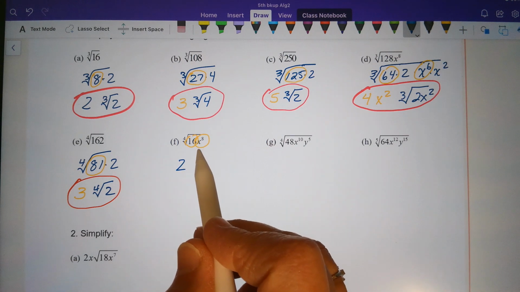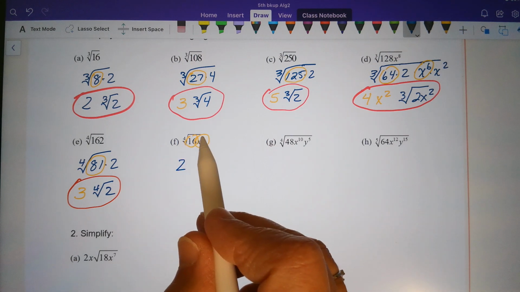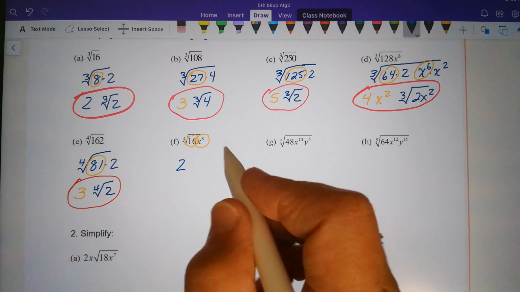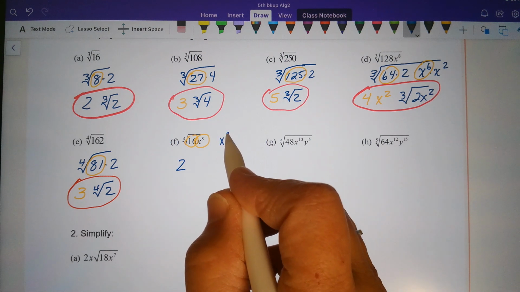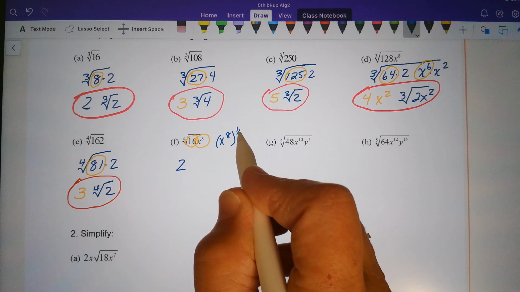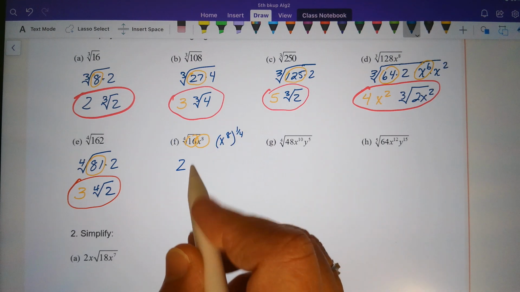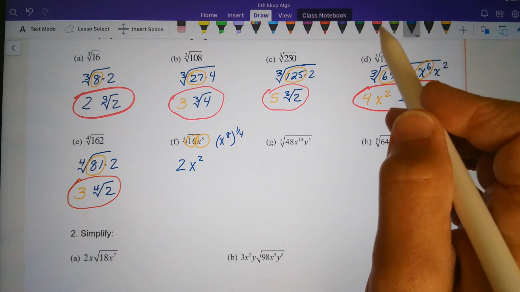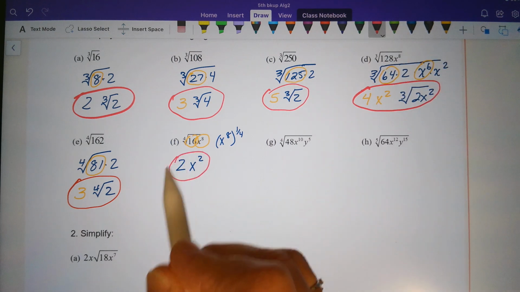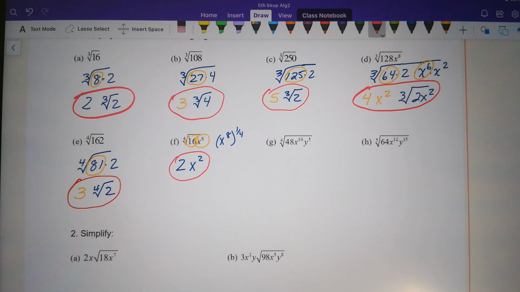And take x to the 8th, take the 8, times it by a fourth. This is the same as x to the 8th raised to the 1/4. So 8 times a fourth is 2. So the fourth root of 16x to the 8th is equivalent to 2x squared.